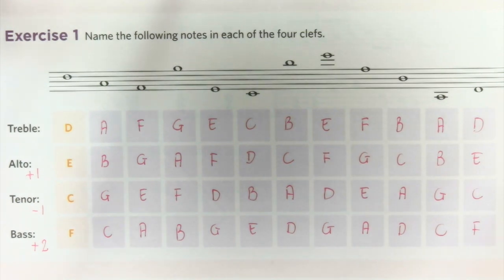Okay, that's all done for you. I hope this is clear. Please watch the video, particularly about this transposition, plus 2, minus 2, plus 1. Please watch 1D.